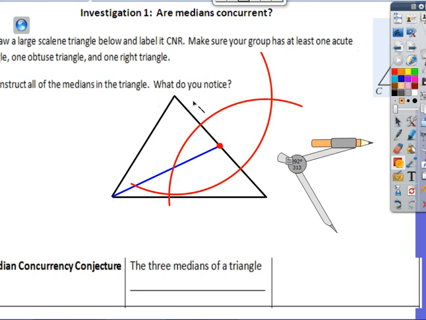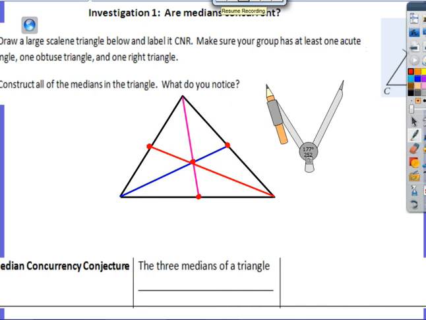So I want you to take time to do all 3 sides, the median of all 3 sides. And there you have it. Again, I didn't want to take too much time showing you how to do each side. You just do the perpendicular bisector of each side. You get a point, and you connect that point to the opposite vertex. You do that to all 3 sides, and they will intersect at this middle point. And the 3 medians of a triangle are concurrent.